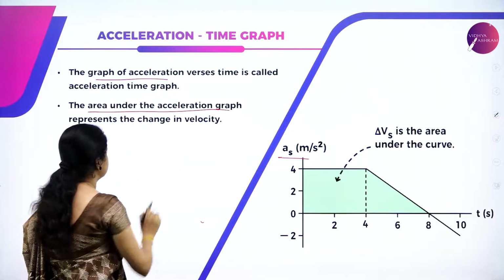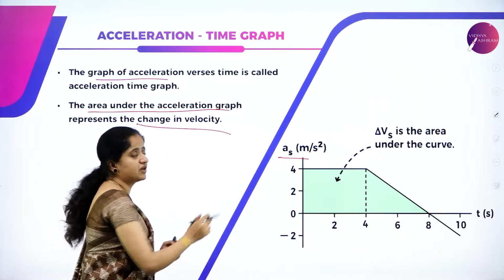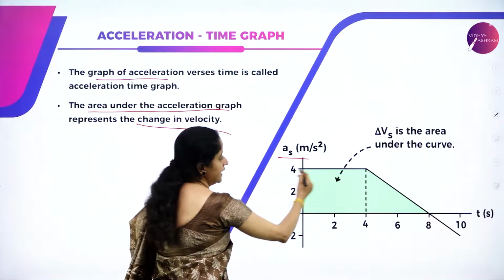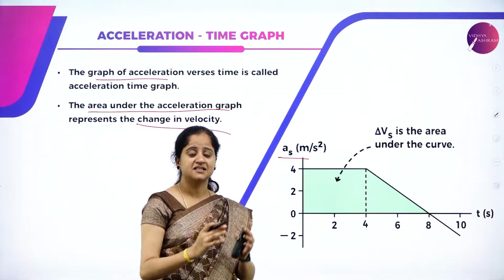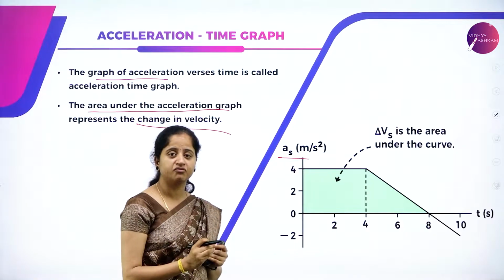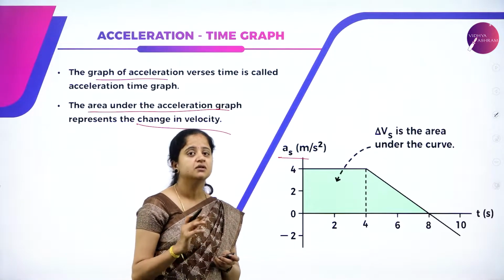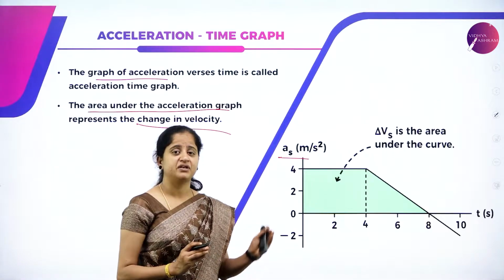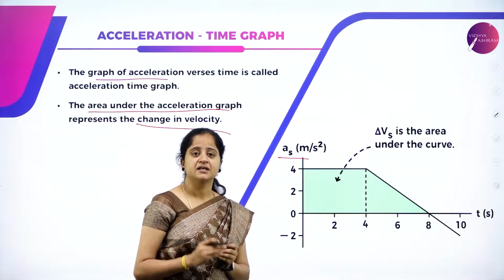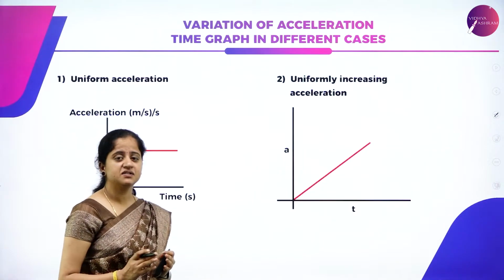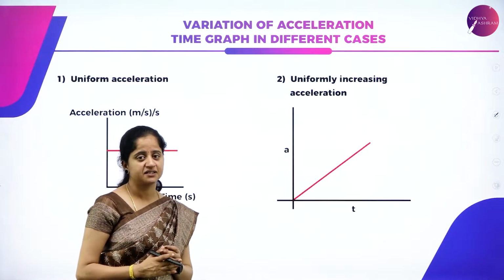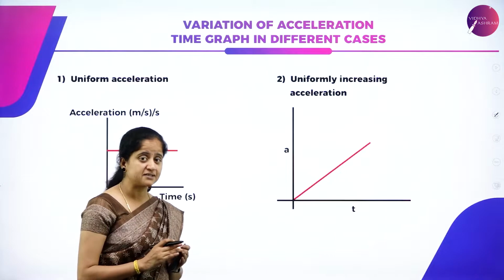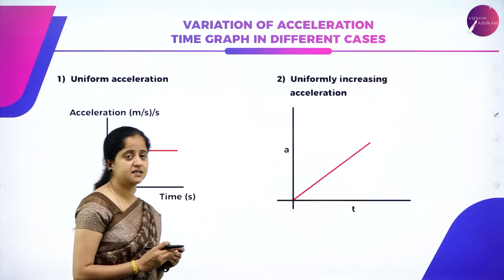So the area under the acceleration graph represents the change in velocity, because we know acceleration is the rate of change of velocity. So the area under the acceleration graph gives us the change in velocity. How does the velocity of a body change with respect to time? To calculate the change in velocity, we can plot the acceleration time graph and calculate the area, so that we will get the change in velocity of the body. Let us now see the various cases of this acceleration time graph. How we have to plot a graph when the body has zero acceleration, uniform acceleration, decreasing acceleration, increasing acceleration, and so on.